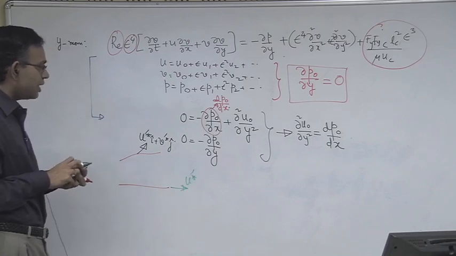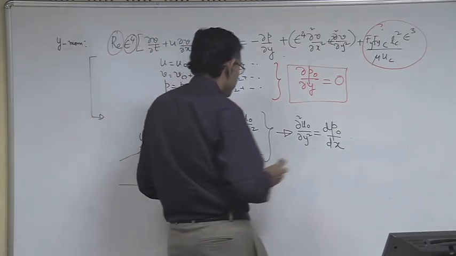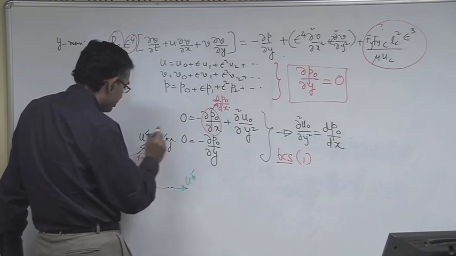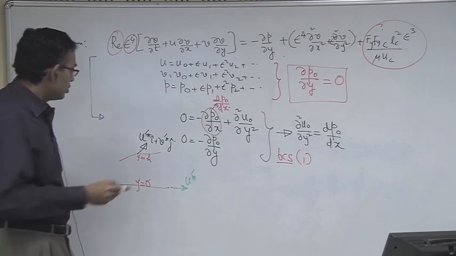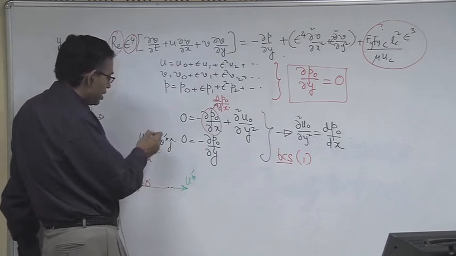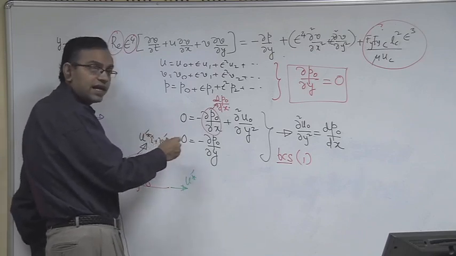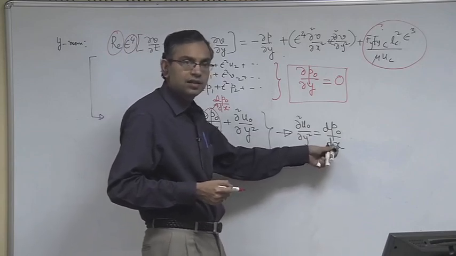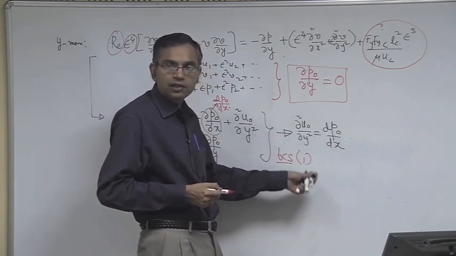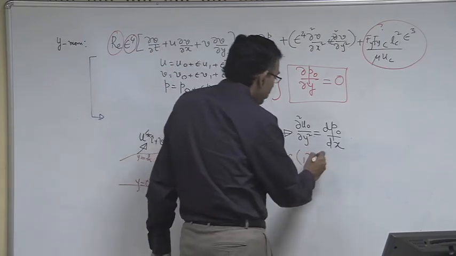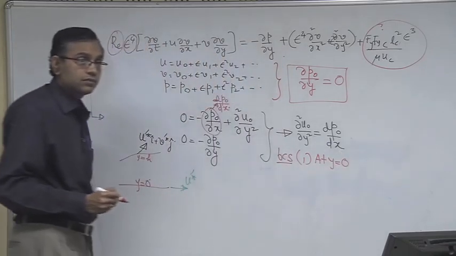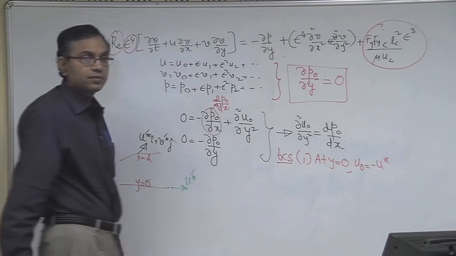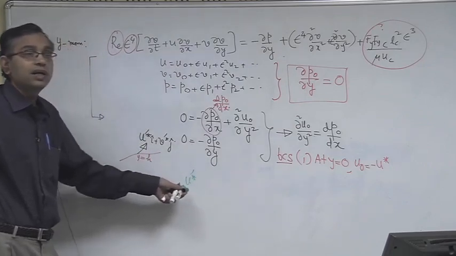Now, if this be the case, then what are the boundary conditions? This is y equal to 0, this is y equal to h. This h is dimensionless h. So, if you want to put this as dimensional parameters, then just get rid of the dash, that will make dimensionless parameters. So, these are dimensionless parameters in terms of which the governing equation is written. So, we will write the boundary conditions also in terms of dimensionless parameters. At y equal to 0, what is the boundary condition? u0 equal to minus u star, right? That is the no slip boundary condition relative to this moving reference frame, which is drawn by the green color.